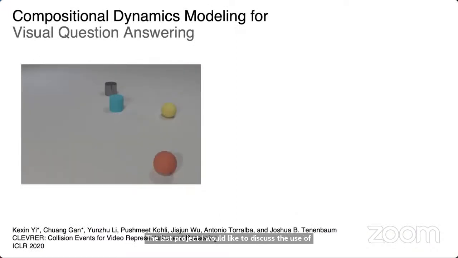The last project I would like to discuss is the use of a compositional dynamics model for visual question answering. As you can see from the video, objects of different colors and shapes are moving on a 2D plane and bouncing into each other.